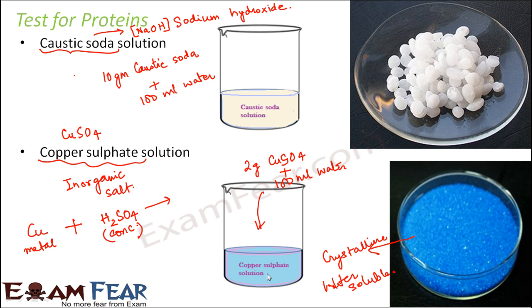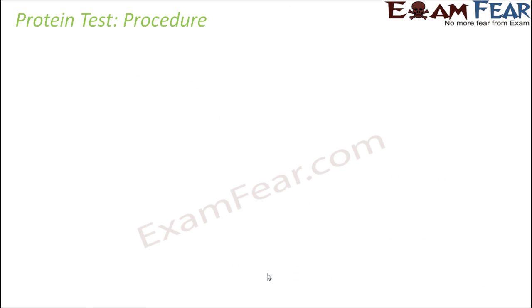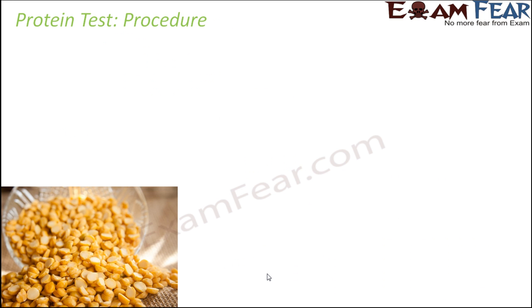Now we will see how exactly we test a sample for protein. Let's look at the procedure. Let us think of a substance which is rich in protein. Here I have considered the example of pulses. Pulses are a very rich source of protein. We know that they contain protein, but here we will perform this test using the caustic soda solution and copper sulfate solution to see how it proves that it contains protein.